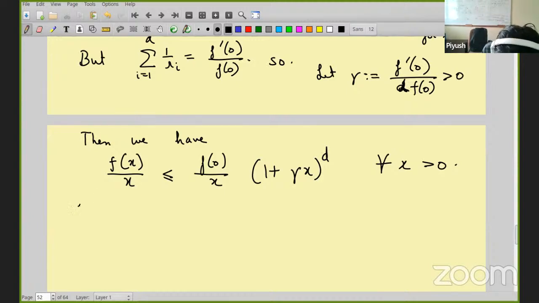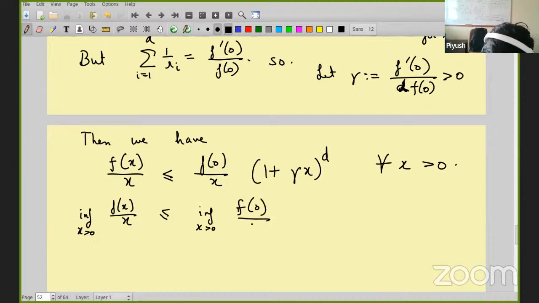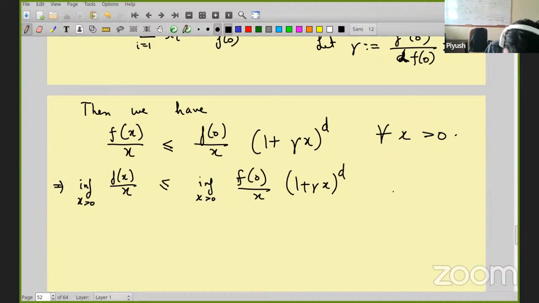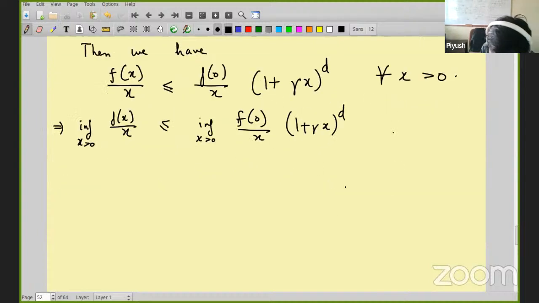So in particular, the inf of f(x) over x is less than the inf over x positive of the right hand side. But what is this thing? So this we can just do calculus, right?